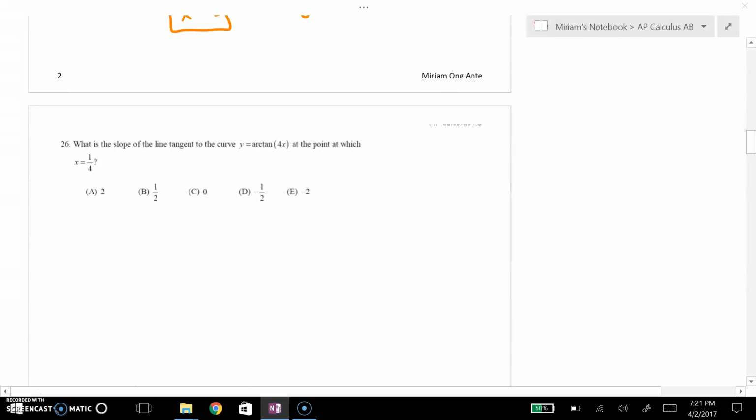Okay, for number 26. Perfect. So arctan, just a quick recap, is the same as tangent inverse of x, and the derivative of that is 1 over 1 plus x squared. So what is the slope, meaning the m, of the line tangent to the curve at the point at which x equals 1/4?